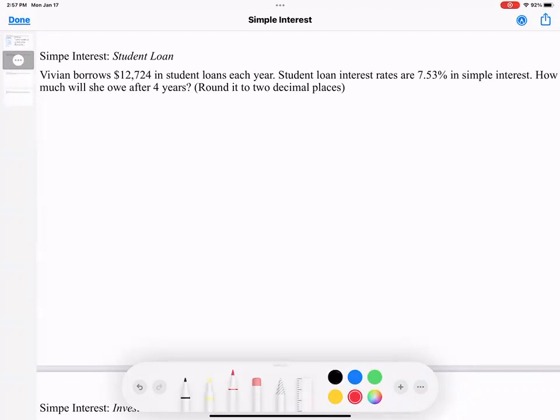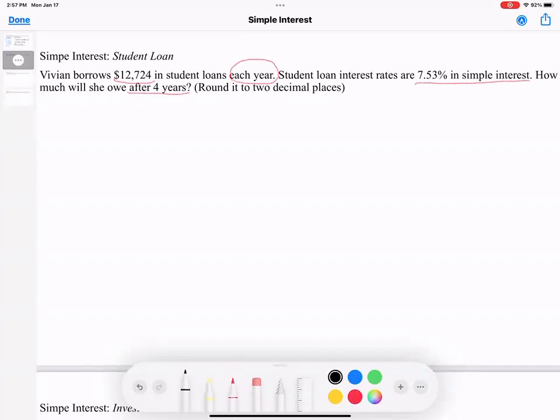Let's see the question. Vivian borrows $12,724 in student loans each year. The student loan interest is 7.53% simple interest. And at the end, after 4 years, how much will she owe? Also round the answer to 2 decimal places.